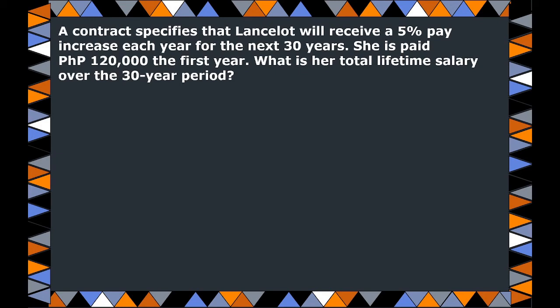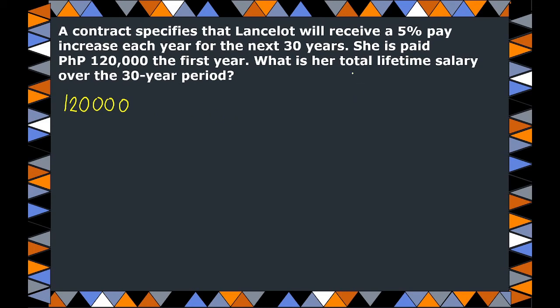So we have now a contract specifies that Lancelot will receive a 5% pay increase each year for the next 30 years. She is paid 120,000 for the first year. Let me write it down. 120,000 for the first year. So how much will he be receiving during the second year?